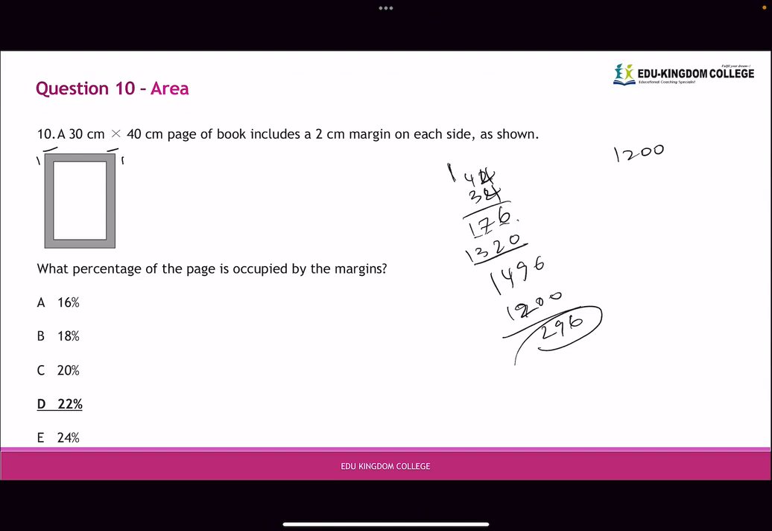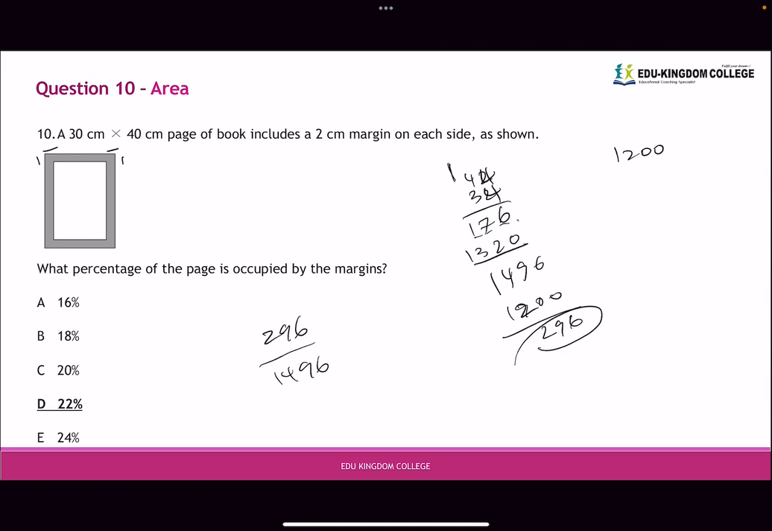What percentage of the page is occupied by the margins? So it's going to be 296 over 1496. Okay, let's try and make this as small as possible. So 296 divided by 1496 is apparently not correct. Just give me a second.